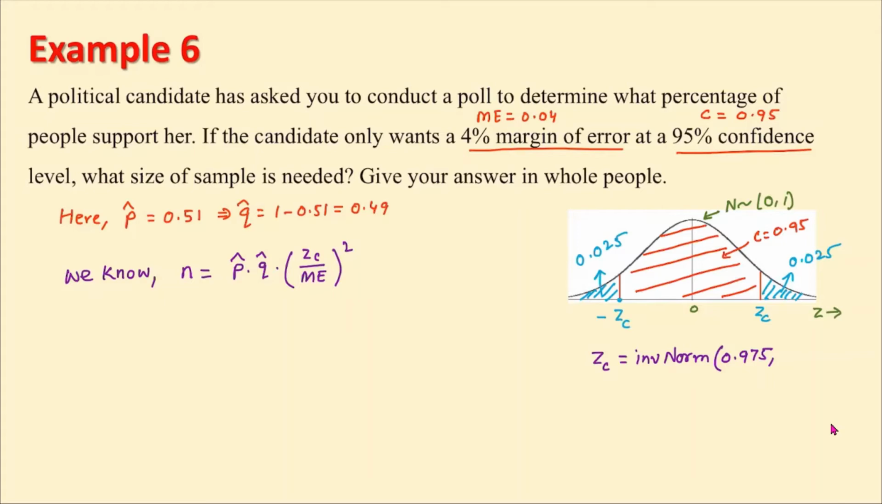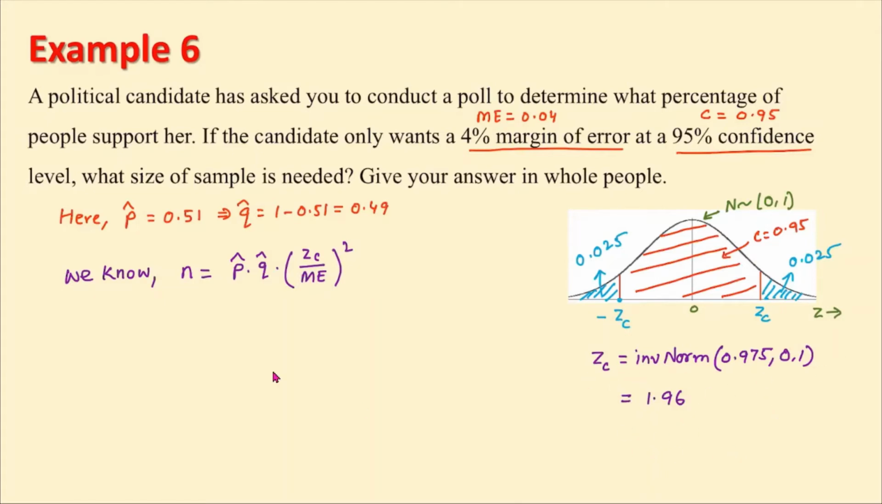Mean is 0 and standard deviation is 1. Now in your TI-84 calculator, if you go to second VARS and number 3, you'll see inverse normal and you'll plug in these values and enter, and you should get 1.96. So the critical value that we are looking for is 1.96. So make sure you type this in your calculator and check that.